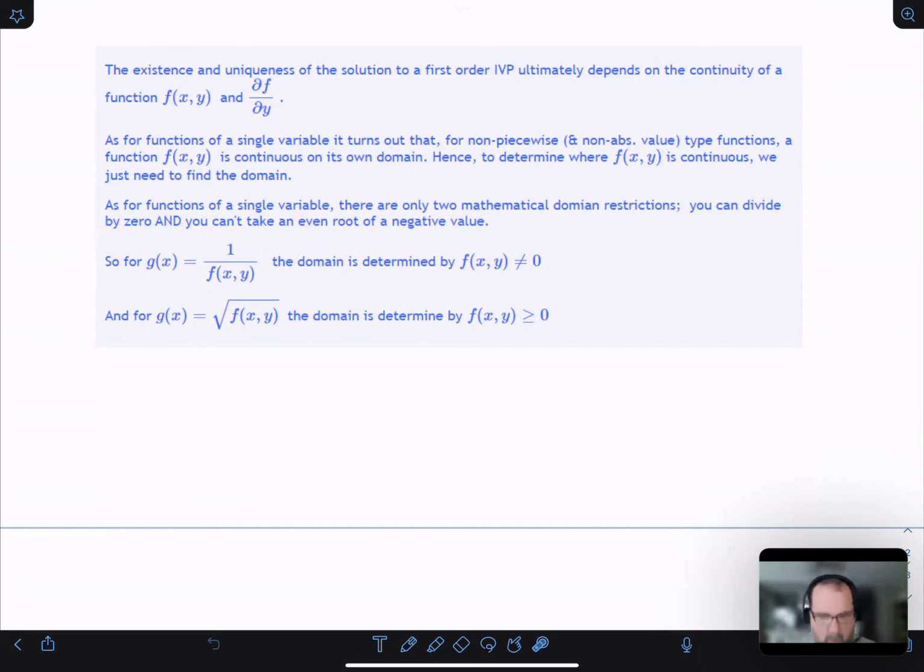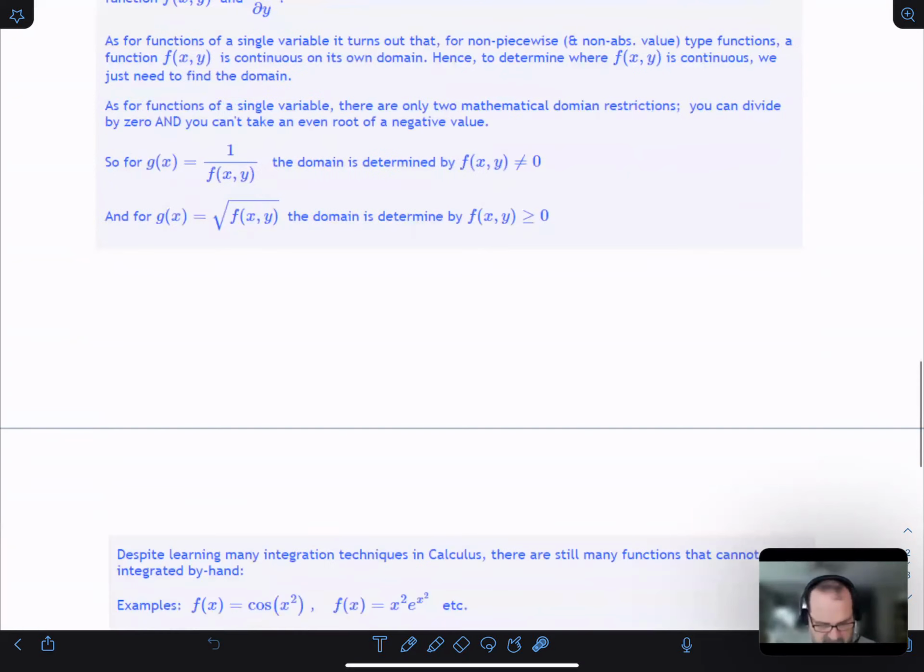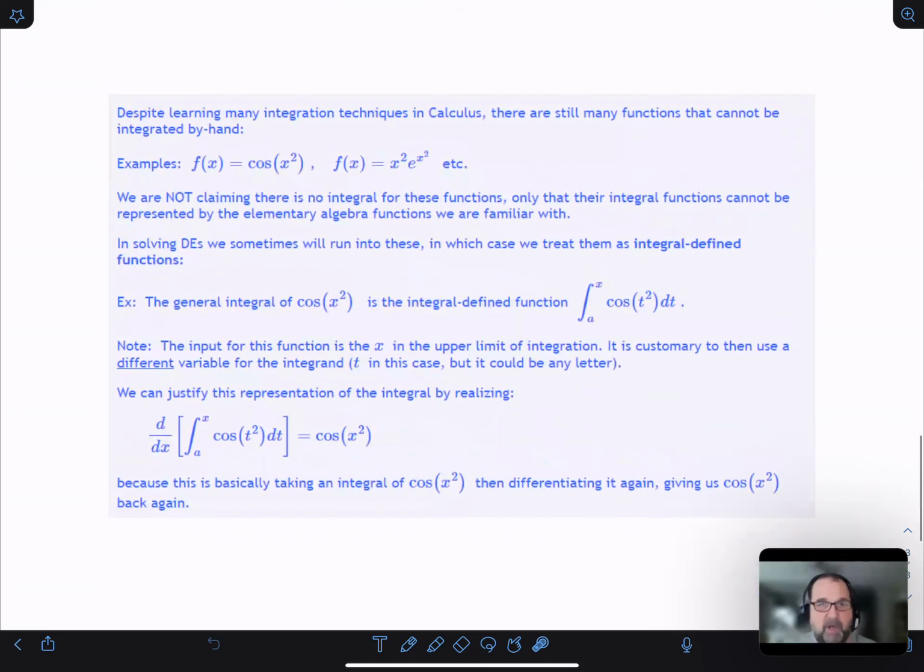All right, so one more thing I want to talk about before we end this video. Something we're going to talk about towards the end of the section, and that is we're going to run into something called integral defined functions. So the idea here is, despite everything we've learned in Calculus 1 and Calc 2, there are still functions that we cannot integrate by hand. Even things that don't look all that complicated, cosine of x squared, e to the power of x squared. None of these are actually integrable by hand.